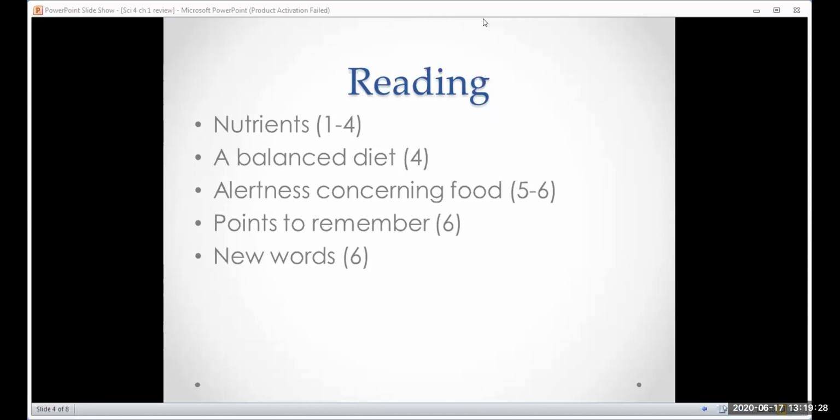Okay, thank you. And now underline the last line: food rich in carbohydrates and fats are called energy giving food. The last line of page number 2.